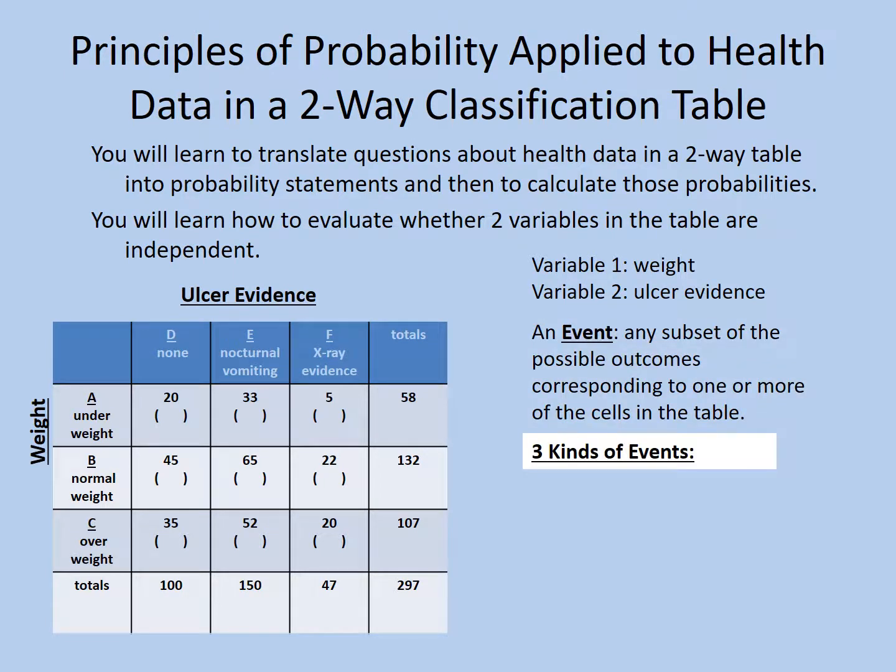We now describe three types of events. First, a marginal event describes outcomes that are shown on either of the two marginals of the table. For example, here we show the marginal event of having X-ray evidence, noting that there are 47 subjects in the data set who have X-ray evidence, and that this number 47 can be found in the set of numbers located within the bottom marginal of the table corresponding to the X-ray evidence column.